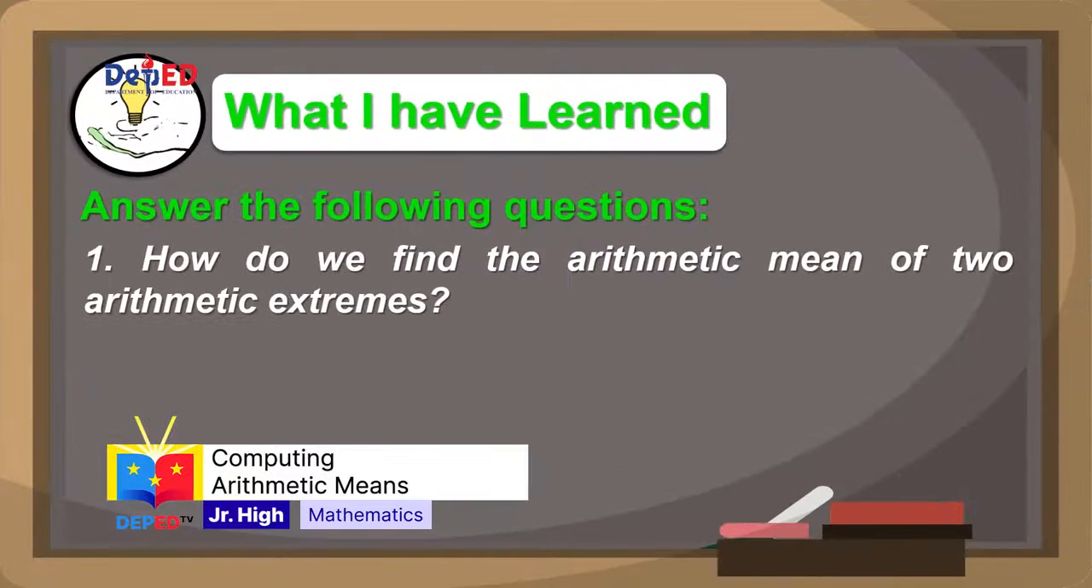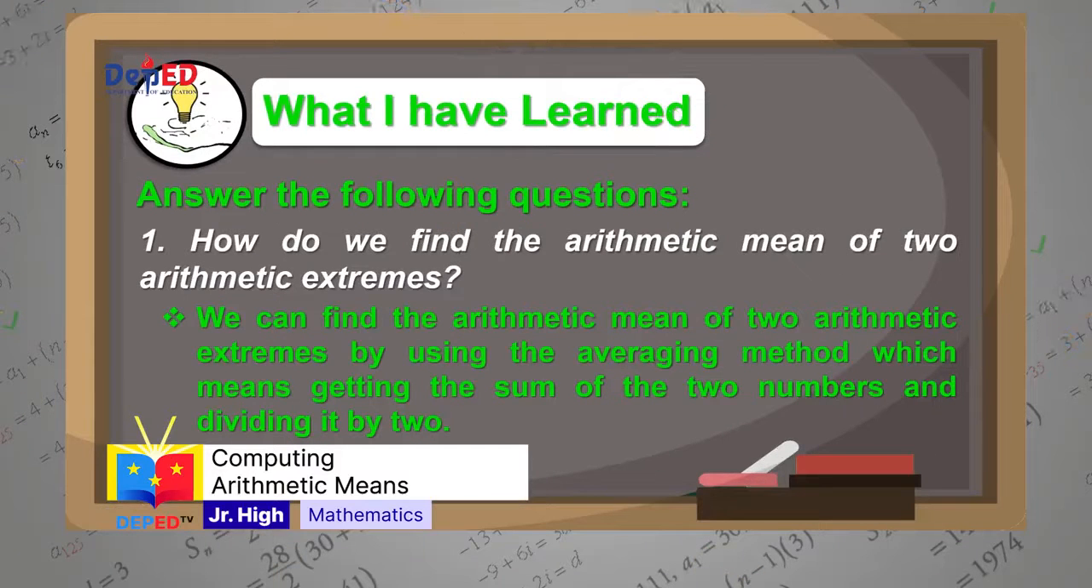Number 1. How do we find the arithmetic mean of two arithmetic extremes? We can find the arithmetic mean of two arithmetic extremes by using the averaging method, which means getting the sum of the two numbers and dividing it by 2.